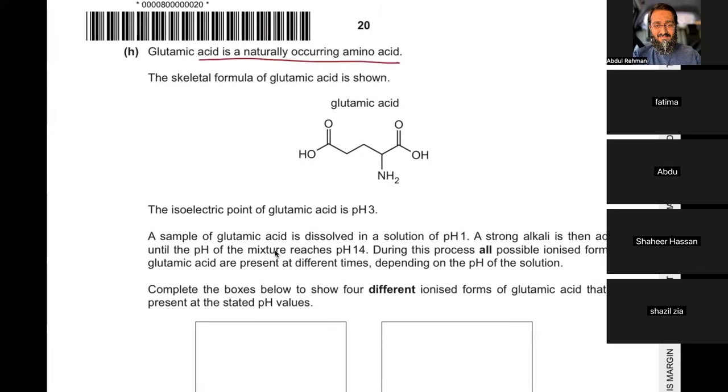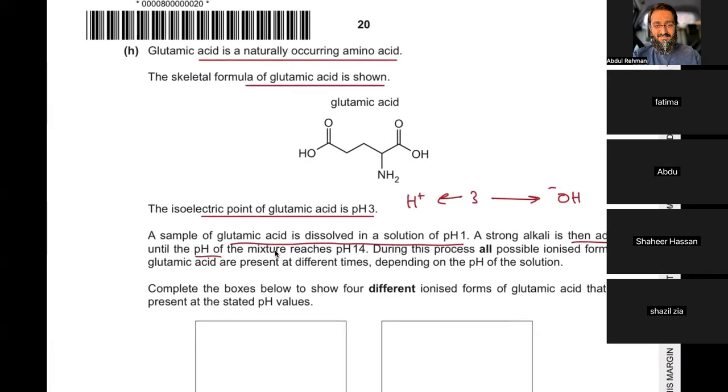Glutamic acid is a naturally occurring amino acid. The skeletal formula of glutamic acid is shown. The isoelectric point of glutamic acid is pH 3. Lower than 3, it's highly acidic, and higher than 3, it's basic, alkaline. A sample of glutamic acid is dissolved in a solution of pH 1. A strong alkali is then added until the pH of the mixture reaches pH 14. During this process, all possible ionized forms of glutamic acid are present at different times depending upon the pH of the solution. Complete the boxes below to show the 4 different ionized forms of glutamic acid that are present at the stated pH values.